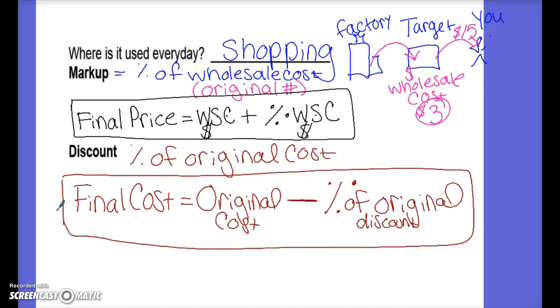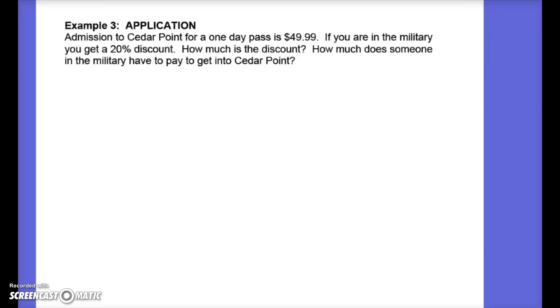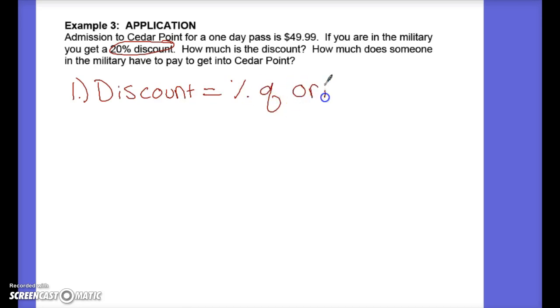Let's take these formulas and let's put them into action. Admission to Cedar Point for a one-day pass is $49.99. If you're in the military, you get a 20% discount. The first part says how much is the discount. Remember, discount equals a percent of the original cost.